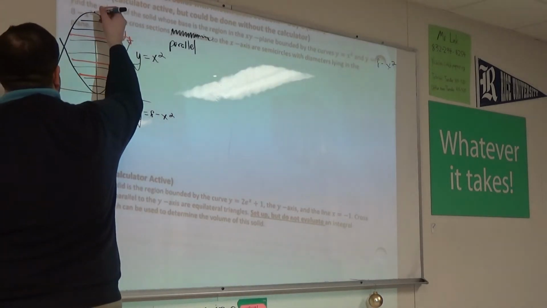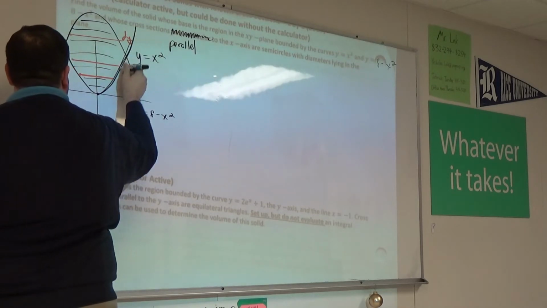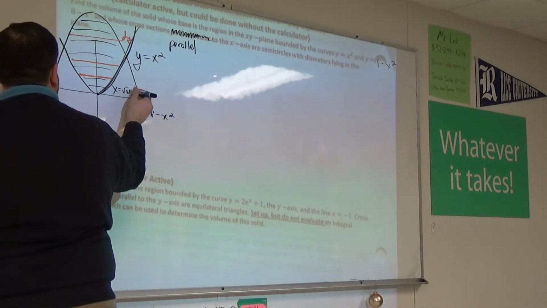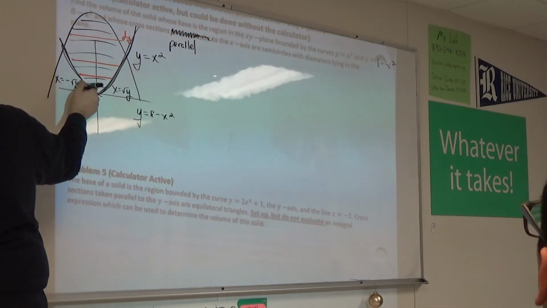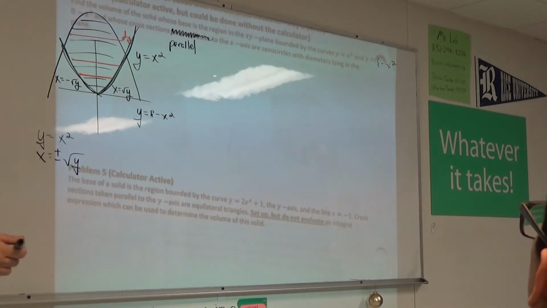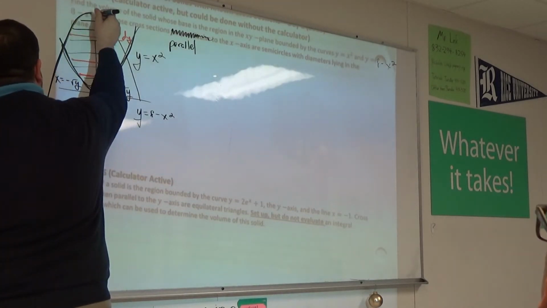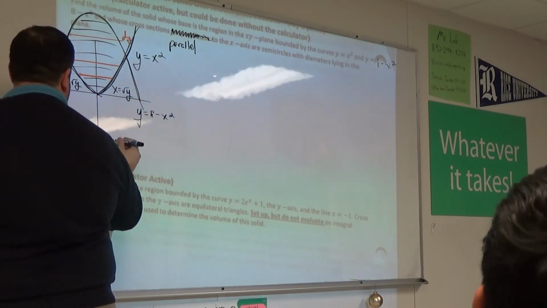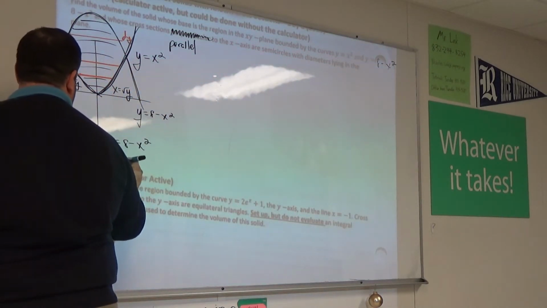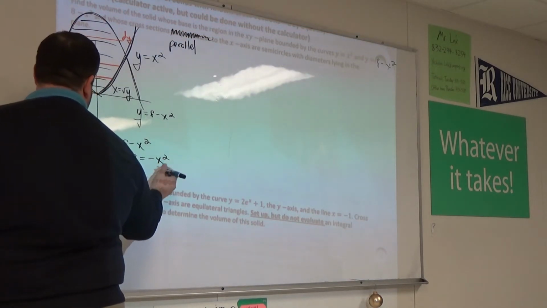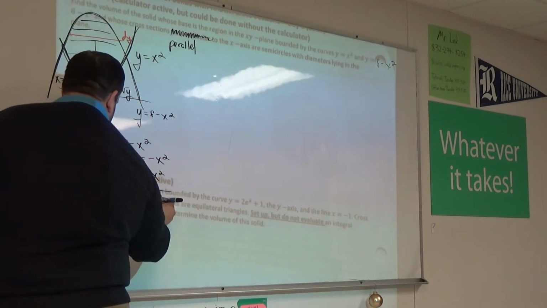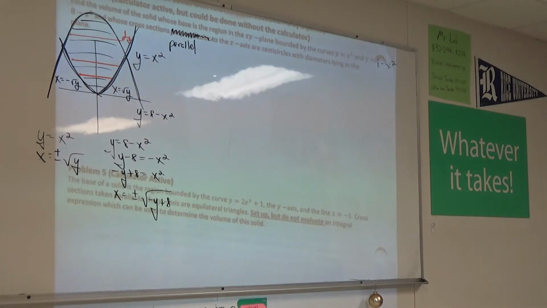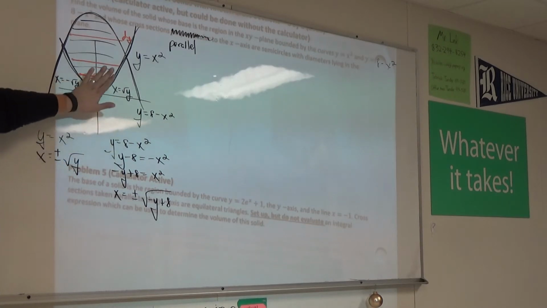Now, x equals the square root of y is this part of the parabola. And this part over here is x equals negative the square root of y. And then you've got this parabola over here. So if y equals 8 minus x squared, y minus 8 equals negative x squared, negative y plus 8 equals x squared, I think you get x equals plus or minus the square root of negative y plus 8. Just for right now, I want to focus on the bottom part here.